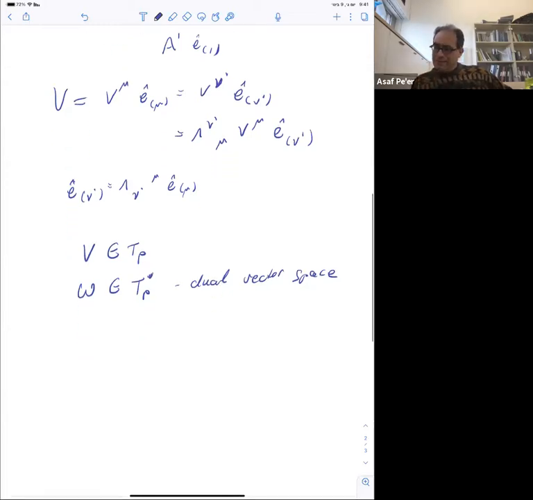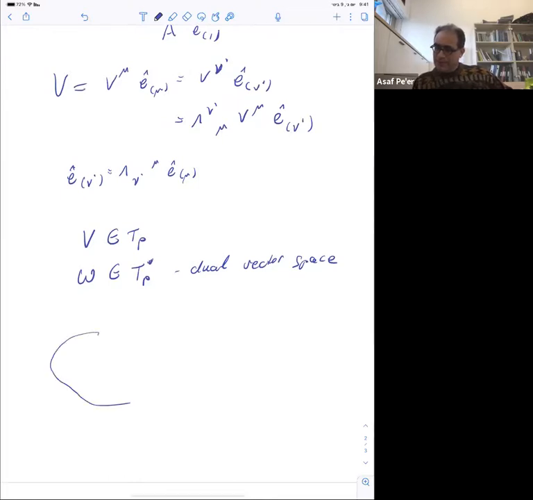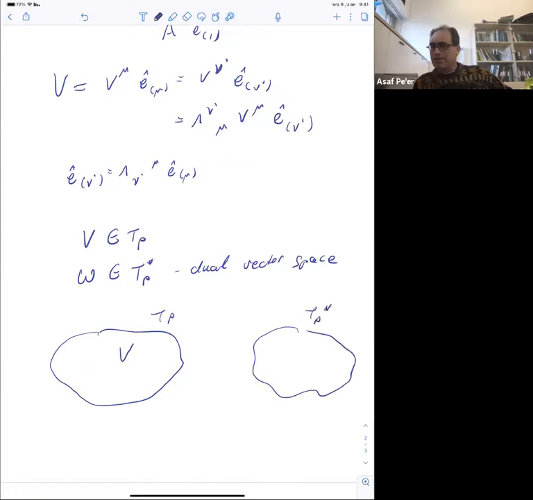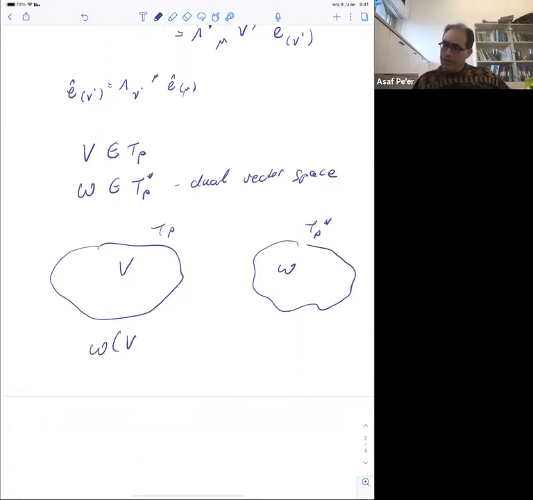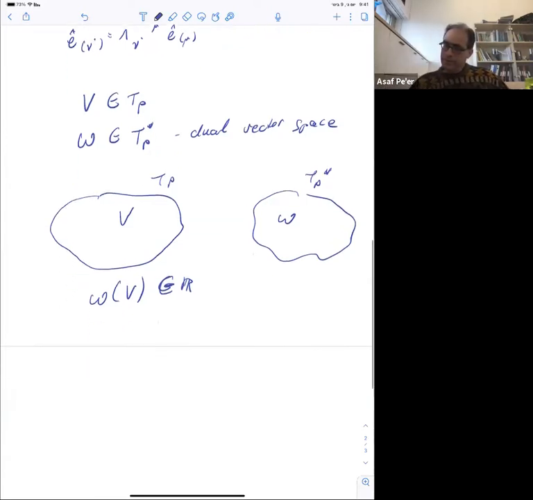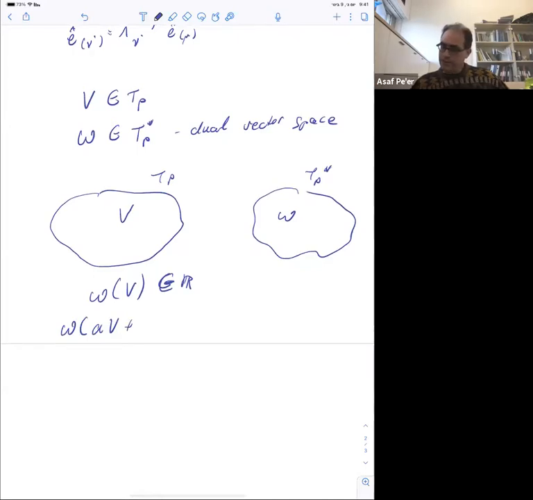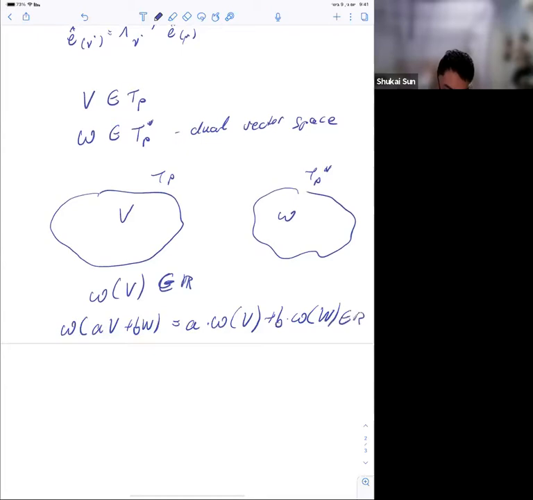Again, the idea is that we have this tangent space, T_P, and any element in this space is V, and I can think of the dual space, T_P star, and anything that lives here is a dual vector, or one form. And what I know is that when omega operates on an element V in the vector space, that gives me some real number. And it does so in a linear way. So omega acting on aV plus bW gives me a times omega acting on V plus b times omega acting on W, which is a real number.